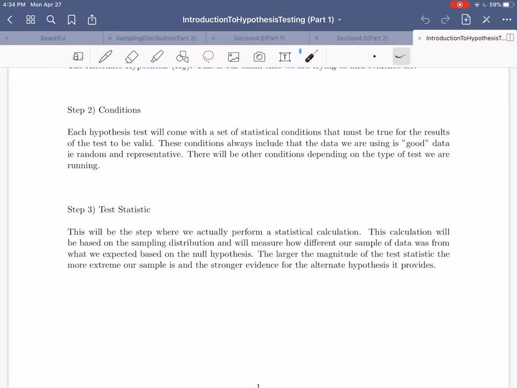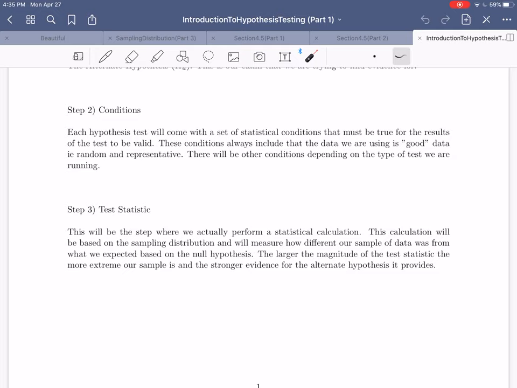This will be the step where we actually perform the necessary statistical calculation. In other words, as we start to learn different hypothesis tests, the test statistic is the step where we have a formula and we have to plug values in and compute something. This calculation behind the scenes is always based on the sampling distribution, which is a concept you are more comfortable with now after the last set of videos. And it will measure how different our sample of data was from what we expected based on the null hypothesis.